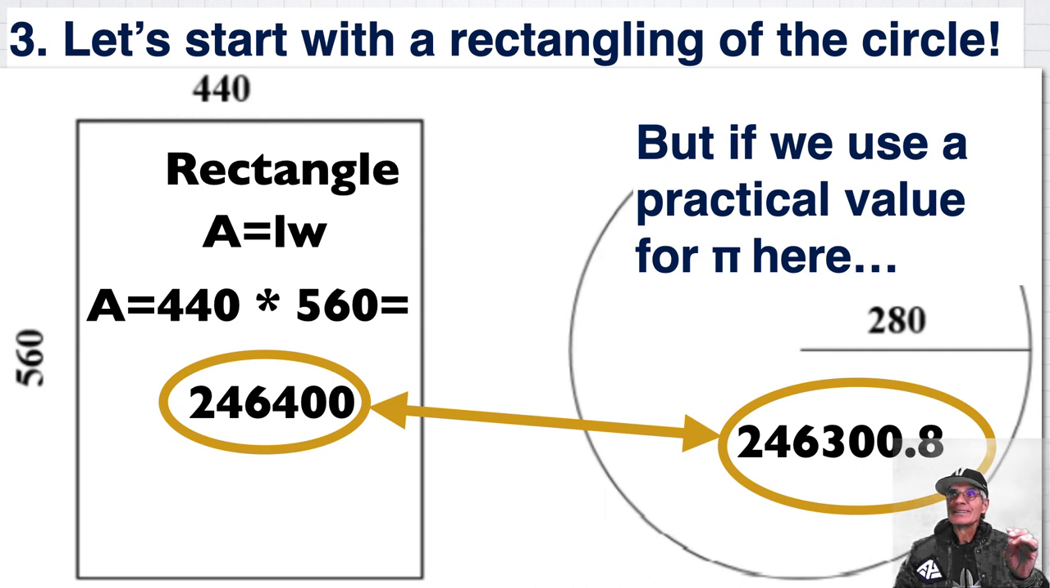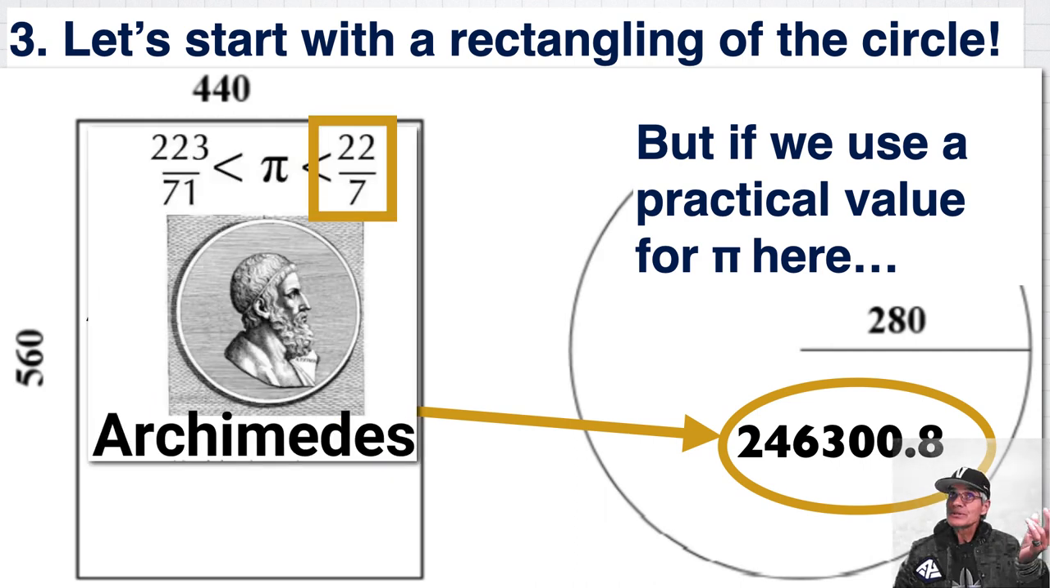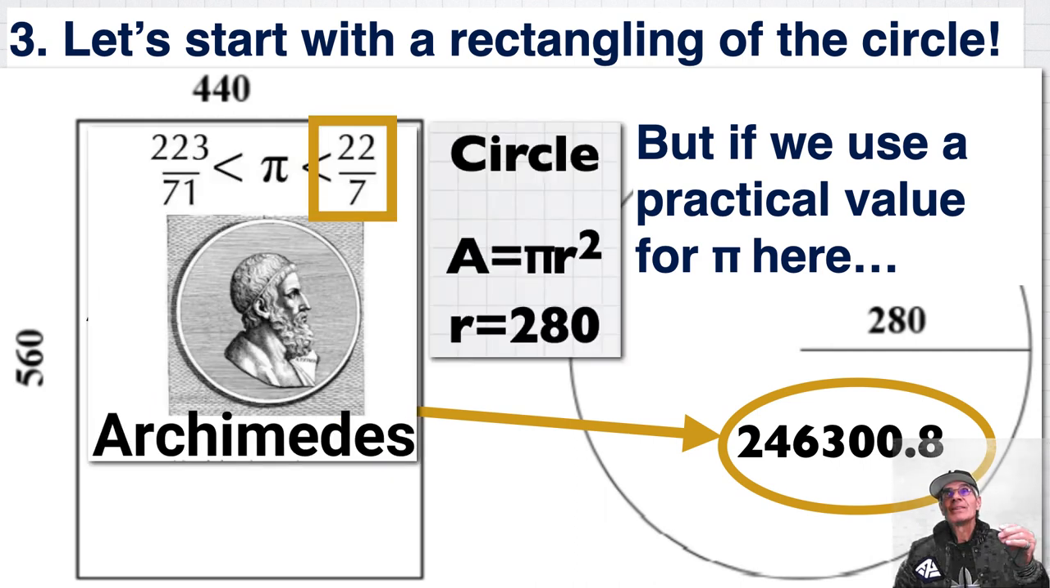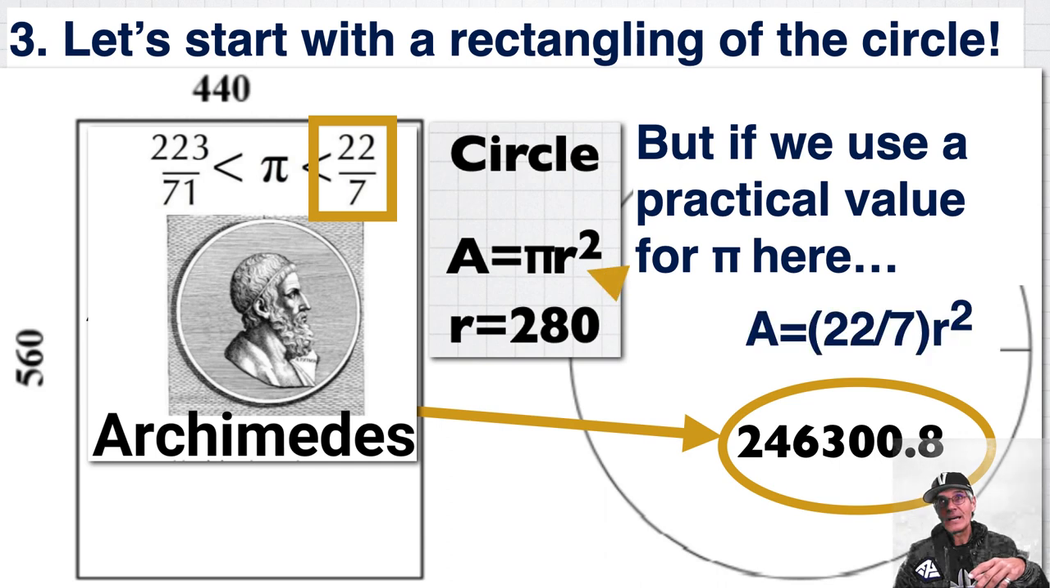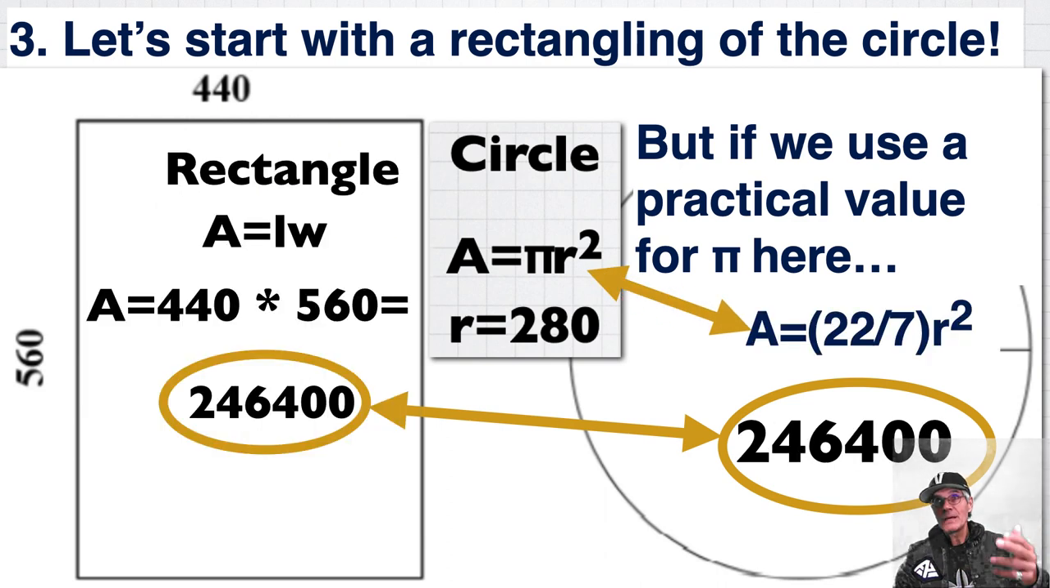Okay. So what we're going to do now, if we use a practical value for pi, let's do that again. So we use that Archimedes pi there. Then the formula is A equals pi r squared, using r is 280. But again, we're going to substitute in 22/7 for pi. And when we do that, we get 246,400.